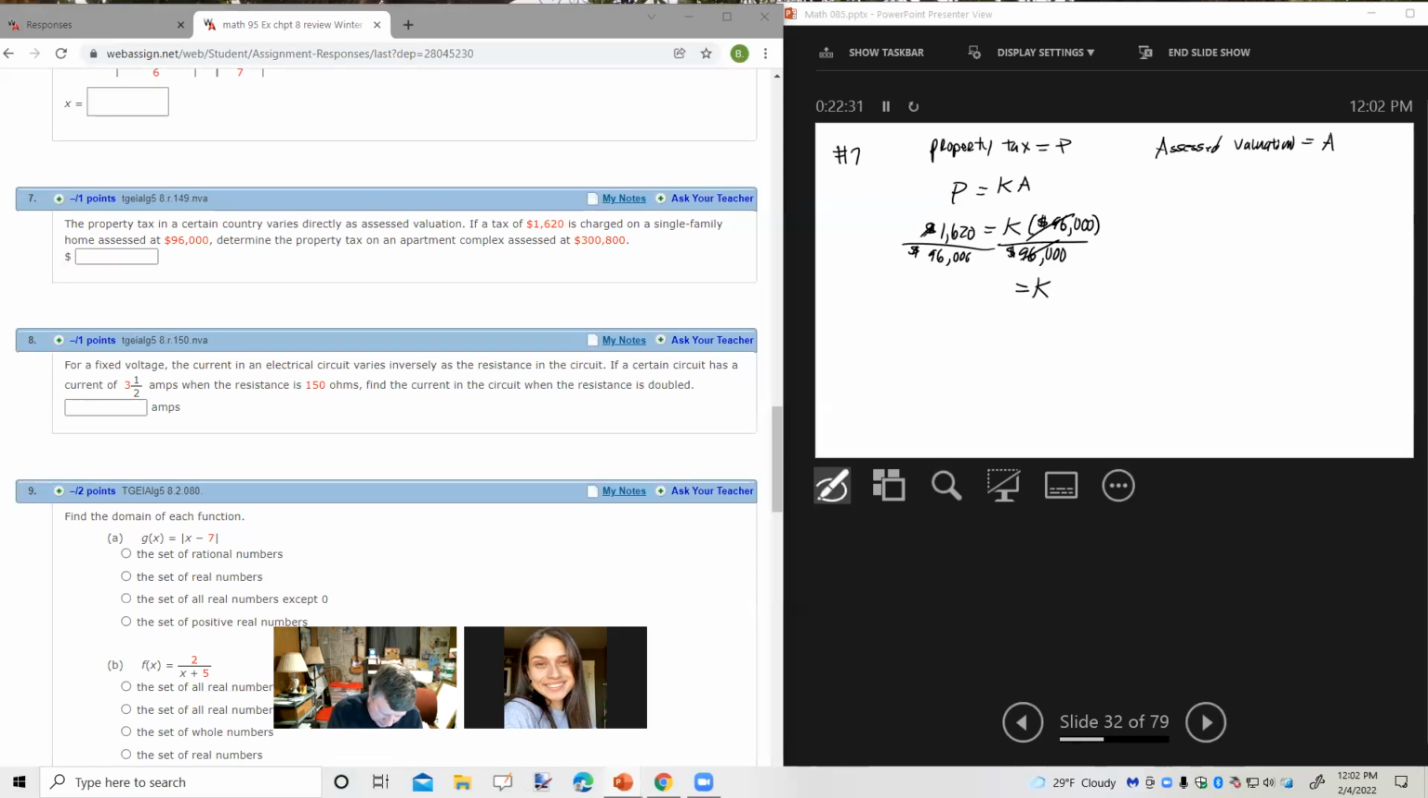Okay, moving on. If a tax of 1620, so that's P, is charged on a single family home assessed at $96,000, determine the property tax on an apartment complex assessed at $300,800. So we've got to solve for K. So the dollar signs will cross out. I could get rid of a zero if I wanted to on top and bottom. I'm not going to bother because I'm using a calculator.